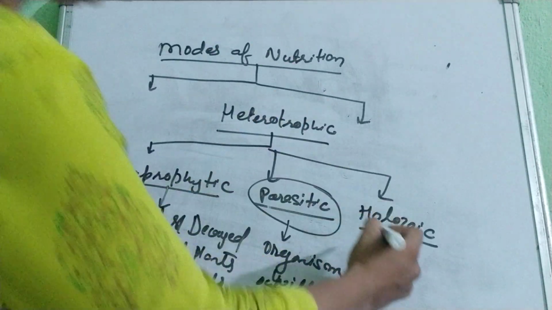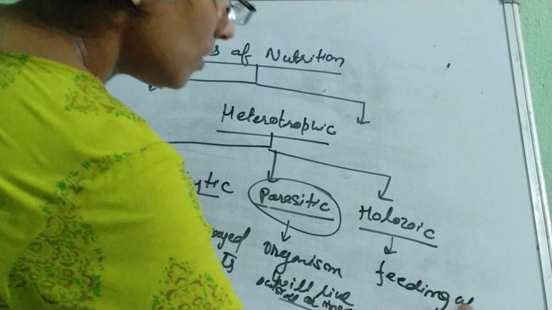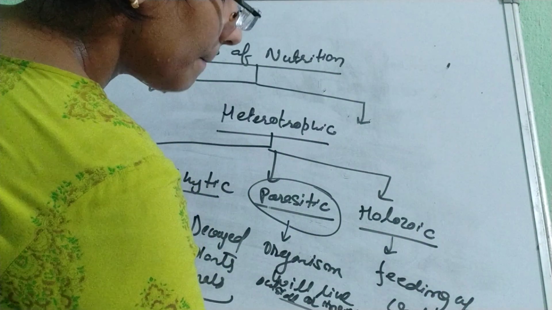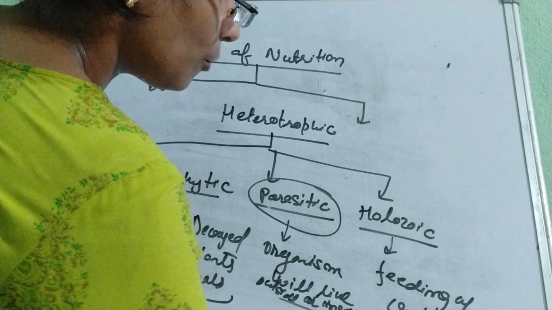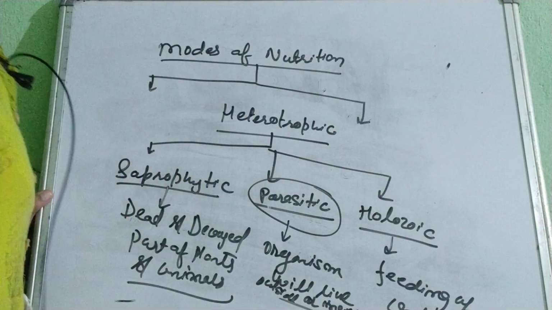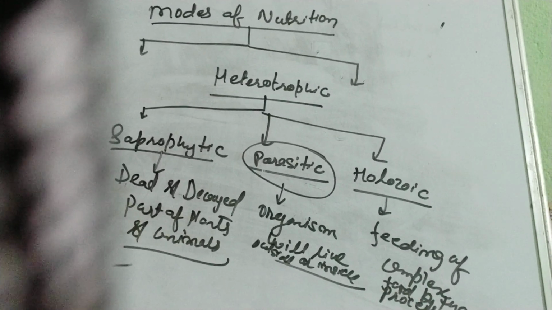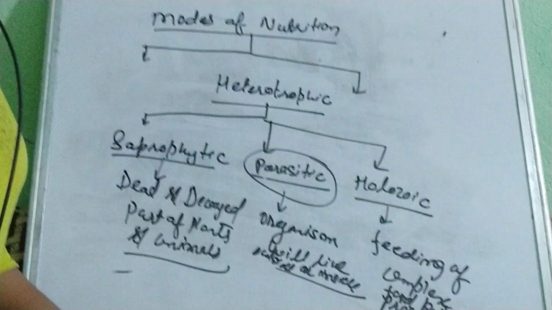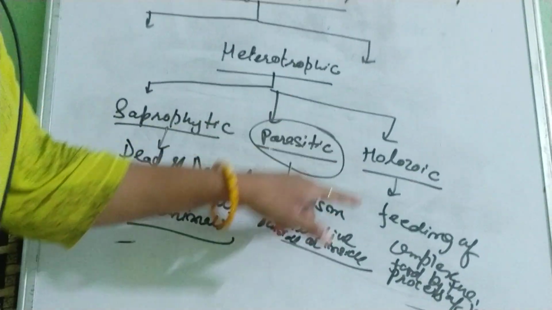Clear? So you will write: feeding of complex food by the process of ingestion, that is called holozoic. So remember that holozoic means feeding on complex molecules by the process of ingestion. That is called holozoic.